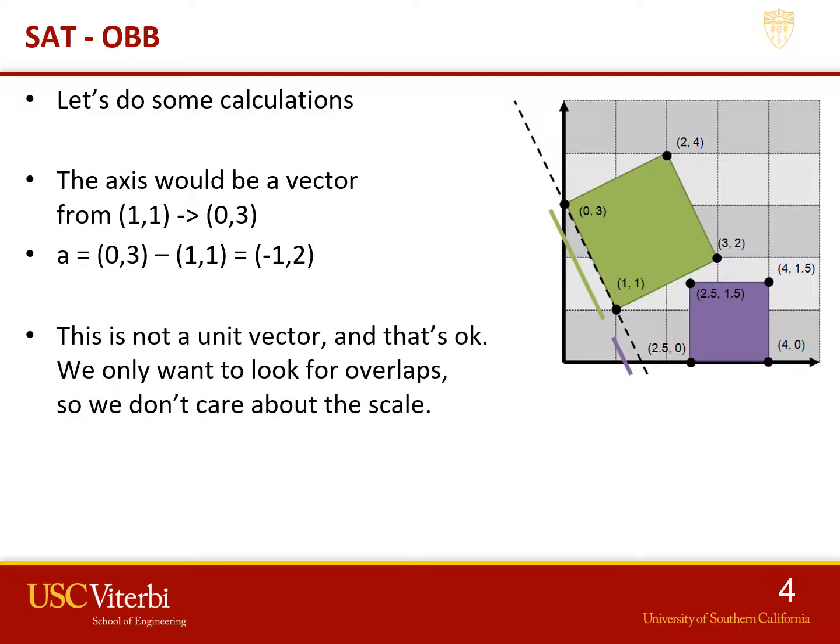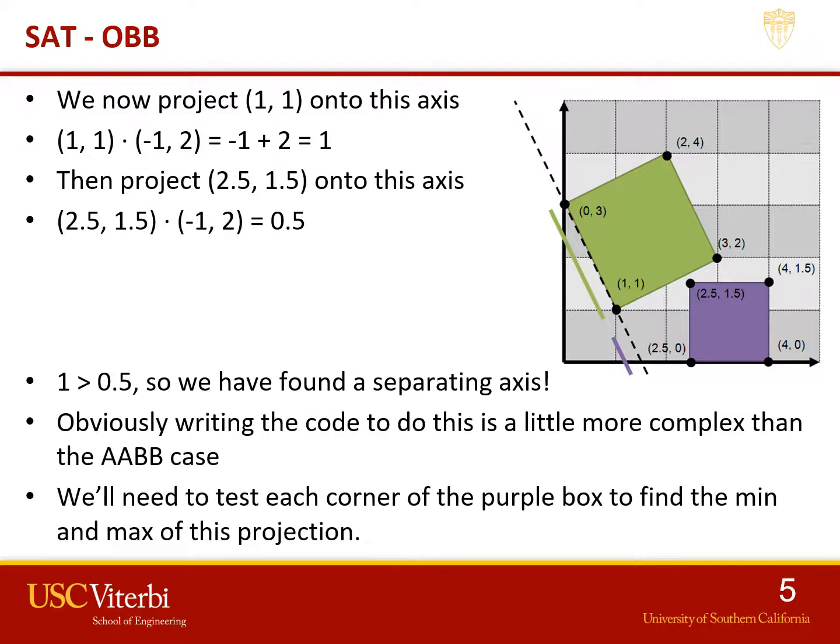Now, that is not a unit vector. I have a direction vector here, but it is not a unit vector. I don't care. All we're looking for is that the shapes do or do not overlap on this axis. We don't care what the scale is, and so we're going to leave that as not a unit vector. So here we have the axis is -1, 2.